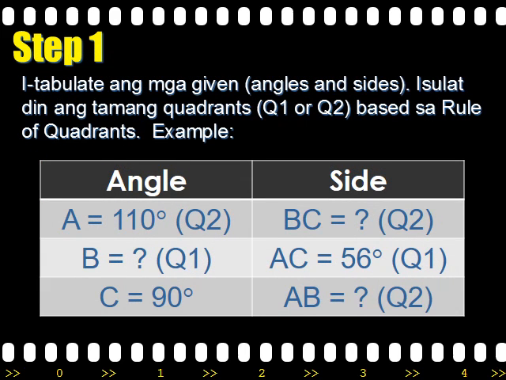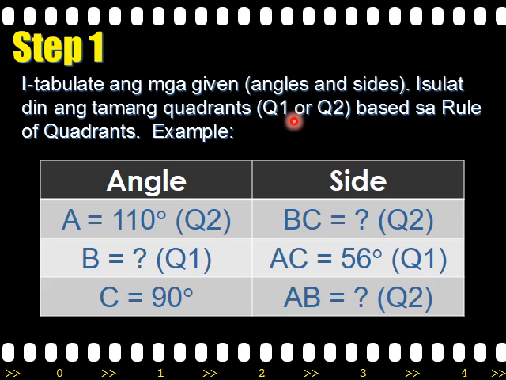So, step 1. Ganito yung pagdrawing ng right spherical triangles pagdating sa pagpa-plot ng Napier spy. So, una, i-tabulate muna natin ang mga given angles and sides. So, isulat din ang tamang quadrants. So, bakit? Ba't kailangan isulat yung tamang quadrants? Based sa rule of quadrants. So, kung matatandaan nyo, yun yung pinag-usapan natin sa lecture number 1. So, kung kailangan nyo mag-recall sa lecture number 1, I suggest you go back to that video para ma-review nyo siya before proceeding to this video.